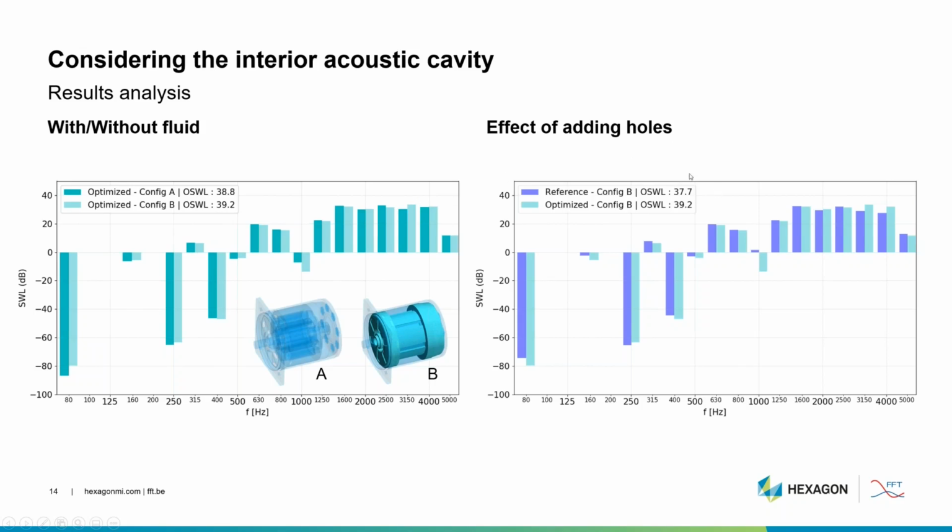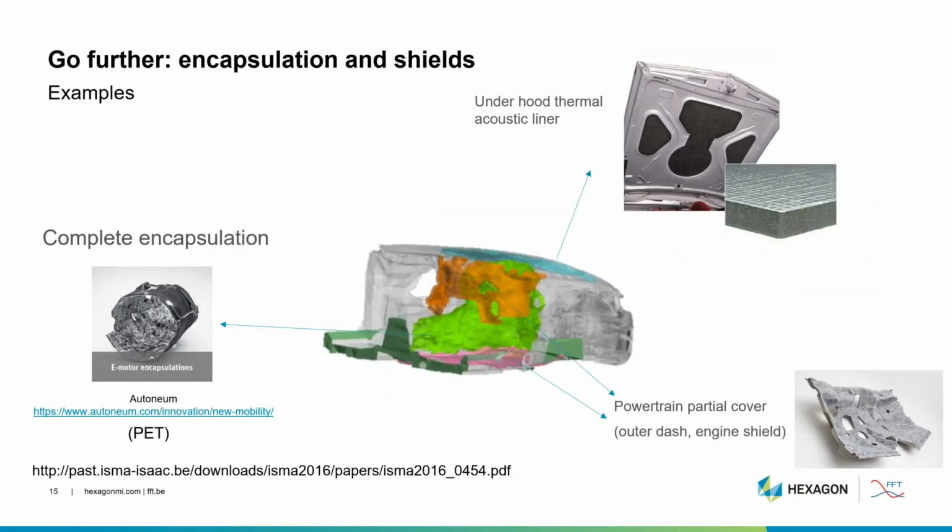And therefore, we can also compare the Hall effect in between the reference and optimized configuration. So this is also one of the unique capabilities of Actran, because it's a dedicated tool for vibroacoustic analysis. You can consider more complex acoustic phenomena that you would not have in other tools.